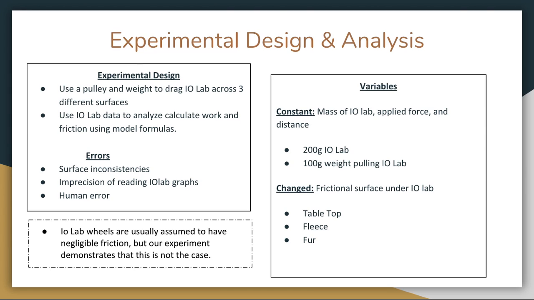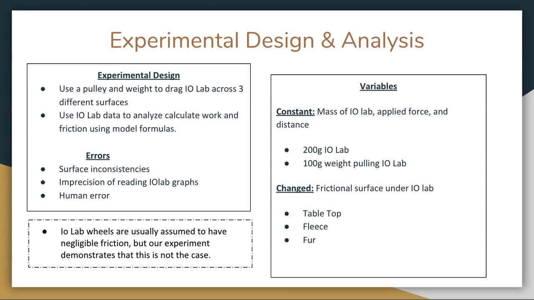We used the IOLAB software to measure the position, velocity, and acceleration of the IOLAB. From this data, we calculated the frictional force, frictional coefficient, kinetic energy, and work done on the IOLAB using the formulas stated on the previous slide. Possible errors are that there were inconsistencies in the surfaces, such as bumps between fur patches or wrinkles in the fleece, that would affect the motion of the IOLAB and give it an inconsistent velocity or acceleration. Another possible error would be misreading the data we extrapolated from the IOLAB software.